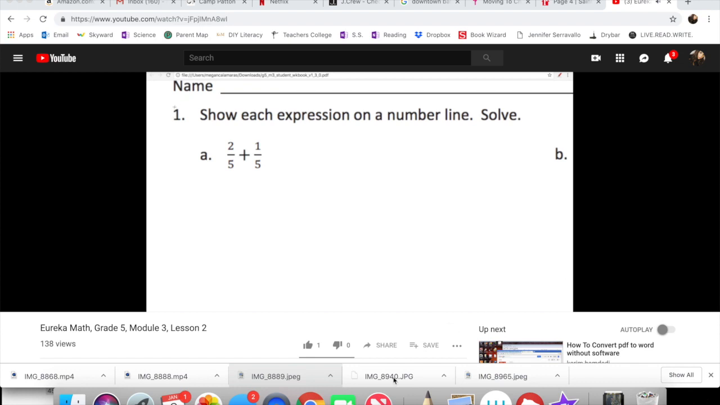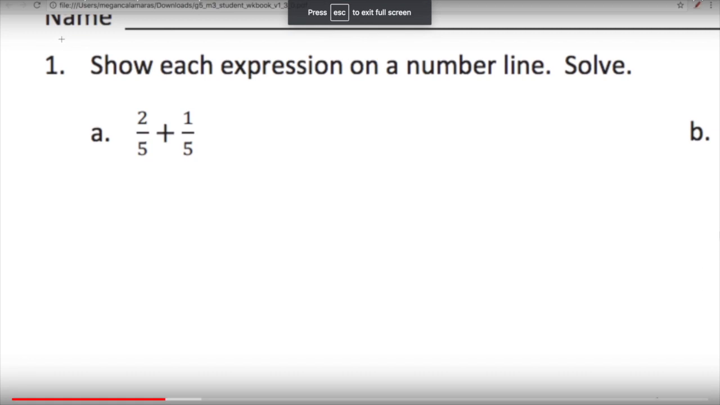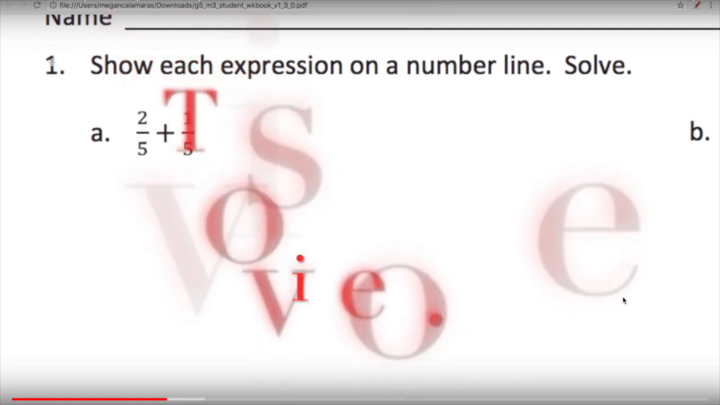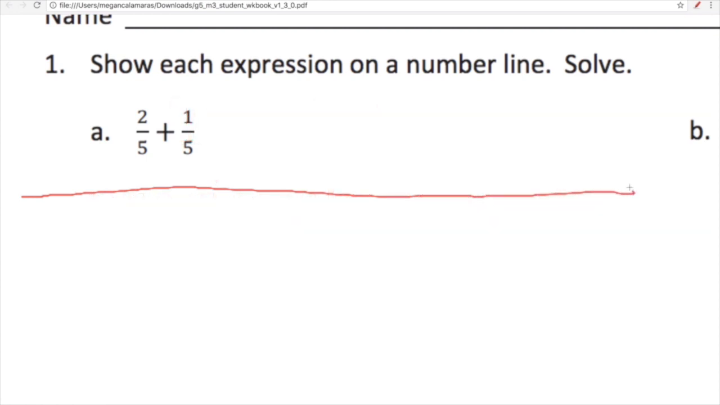Hey kiddos, let's look at number 1. Here we are going to show each expression on a number line and solve. So right now we are just working with numbers that have common or like denominators. Denominators again is the downstairs number, so 5 and 5, you all know that those are the same numbers. So we're just going to add 2/5 and 1/5 on a number line. Our interval here is going to be 5 because our denominator is 5.